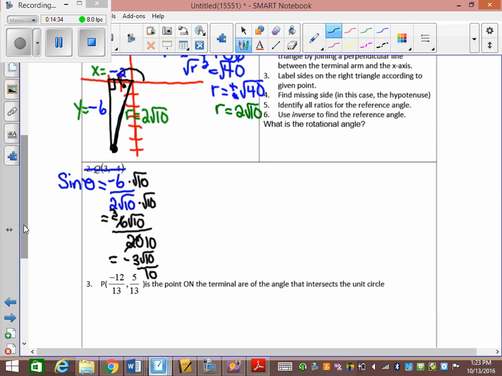Cos, I guess I should do. Cos theta equals x over r, right? X is -2, r is 2 root 10. Now you could cross those 2's off right off the bat if you'd like to. You'd have negative 1 over root 10, but you're still going to have to rationalize the denominator. So you're going to get negative 1 root 10, or negative root 10 over 10. That can't reduce, because you can't cross off radicals and numbers on the bottom.